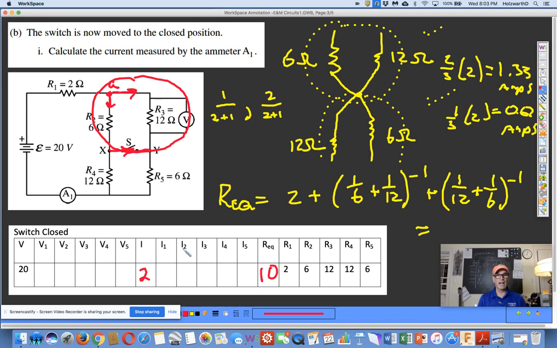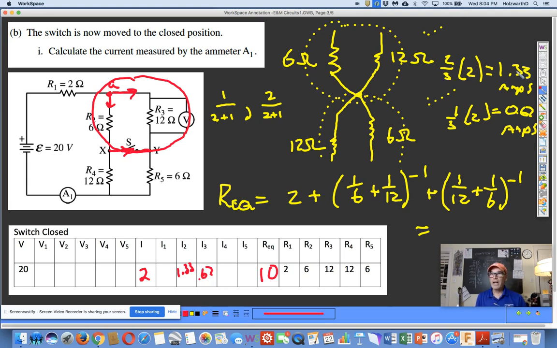So let's see, R2. That's going to be I2. I2 is going to be 1.33. And R3 is going to be the balance of 2, so 2 minus 1.33 is 0.67. Okay, here we go, 0.67. Now, here's the fun part.